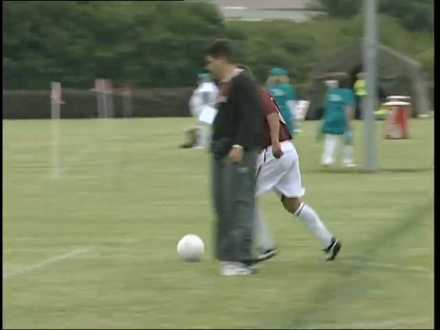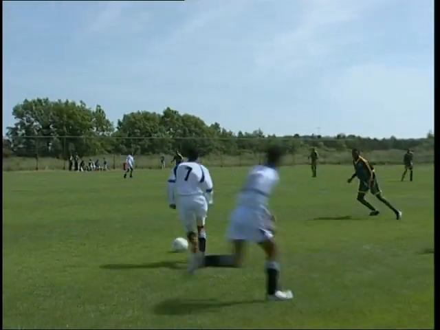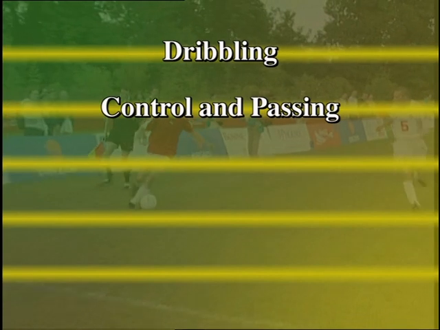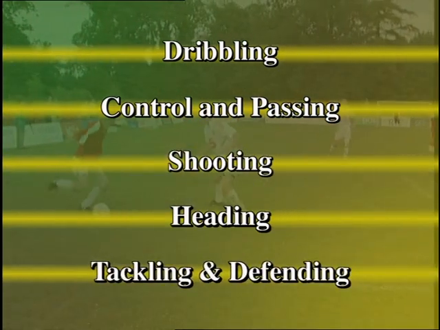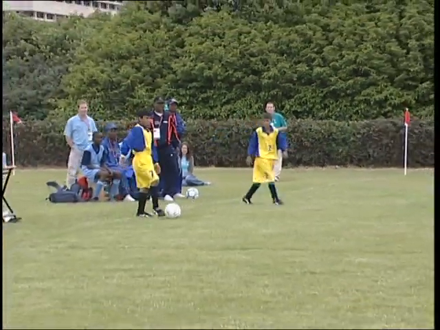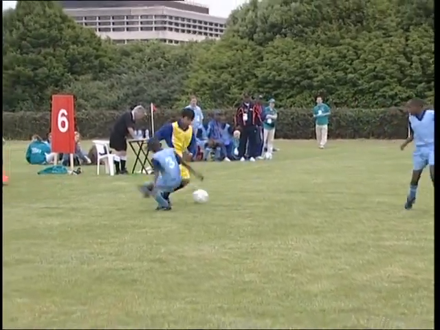The second category to assess is individual ball skills. Here we look at how players perform as individuals, and their ability levels are assessed with respect to dribbling, control and passing, shooting, heading, tackling and defending. You'll now see some examples of individual ball skills from 4 different ability levels, starting with the lowest.